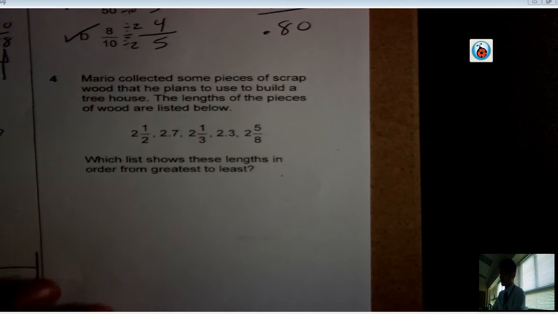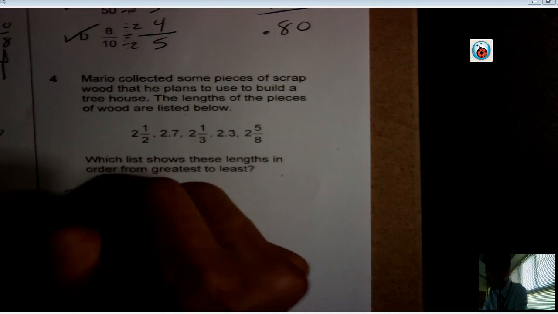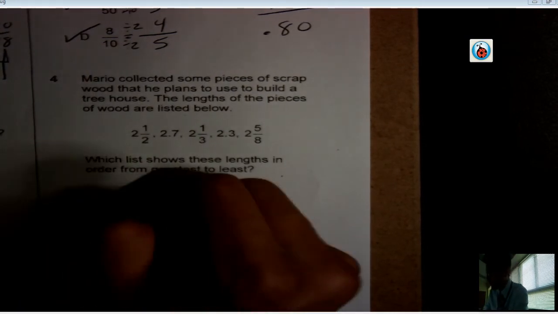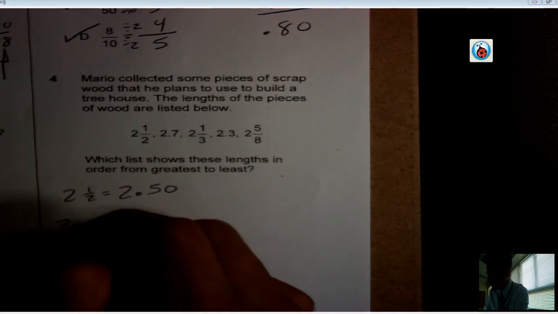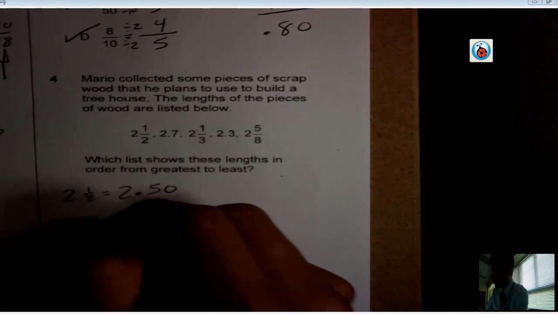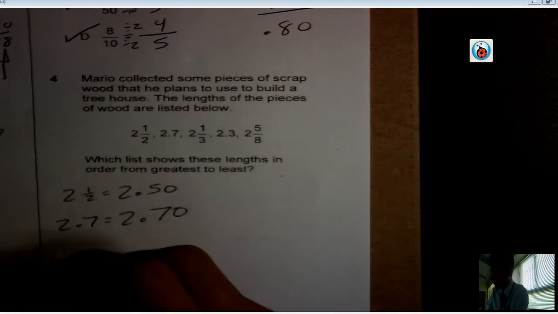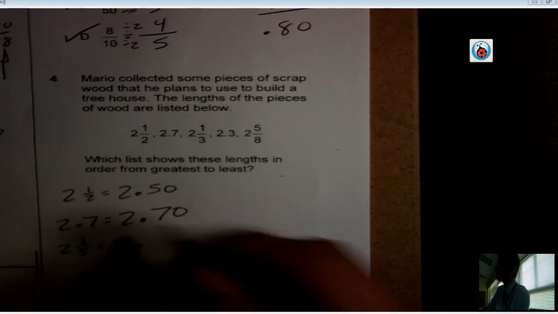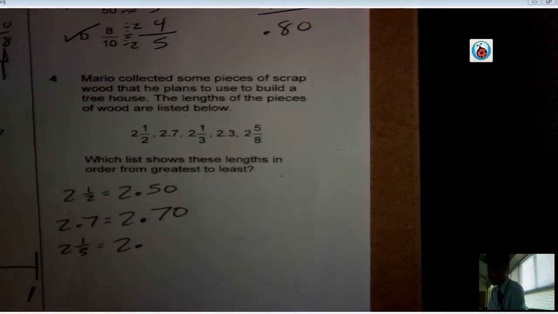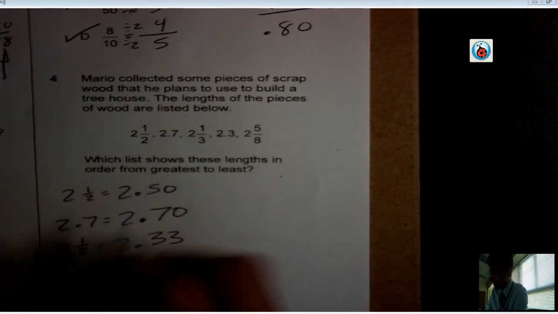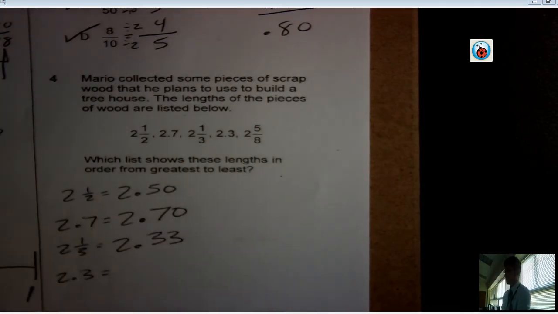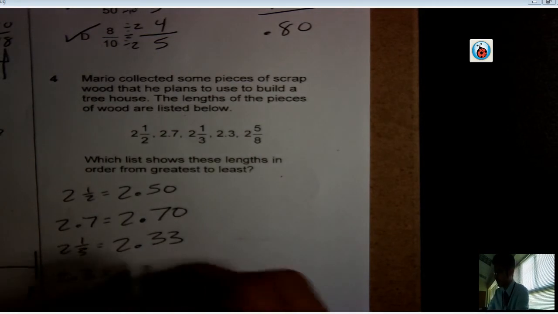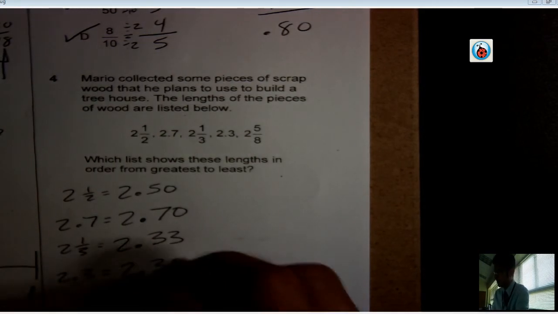All right, and the very last one says put these in order from least to greatest. This is kind of what I did in Excel today. So they're all mixed numbers with whole number parts. Let's turn them all into money, right? So $2.50 would be $2 and what? 50 cents. $2.50. 2 and 7/10 would be how much money? $2.70. How about 2 and 1/3? How much money would that be? It's on the board. 33 cents. And then 2 and 3/10 would be how much money? Add a zero. That'd be $2.30.